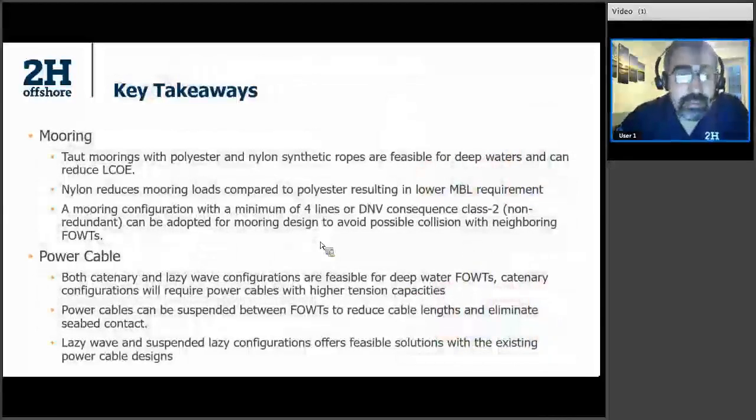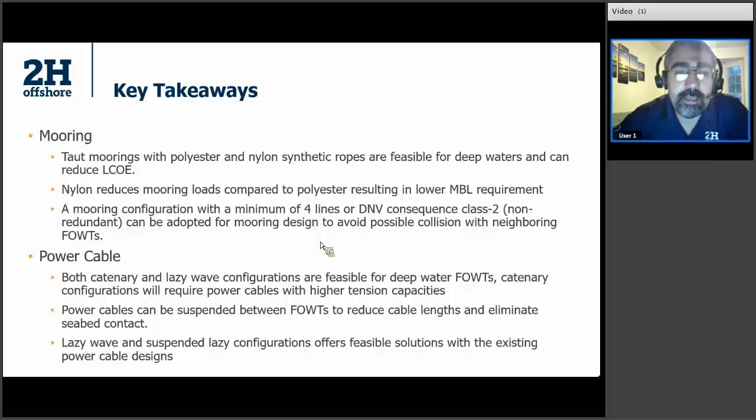So this is, I think, the last slide of our webinar today, and if you want to take a few key takeaways today, these are the bullet points for mooring and power cable. Three things for mooring: for deep water floating foundations, taut moorings with polyester and nylon synthetic ropes are both feasible, and by eliminating the use of chain, that can have a positive effect on the levelized cost of energy and can reduce the cost of energy.